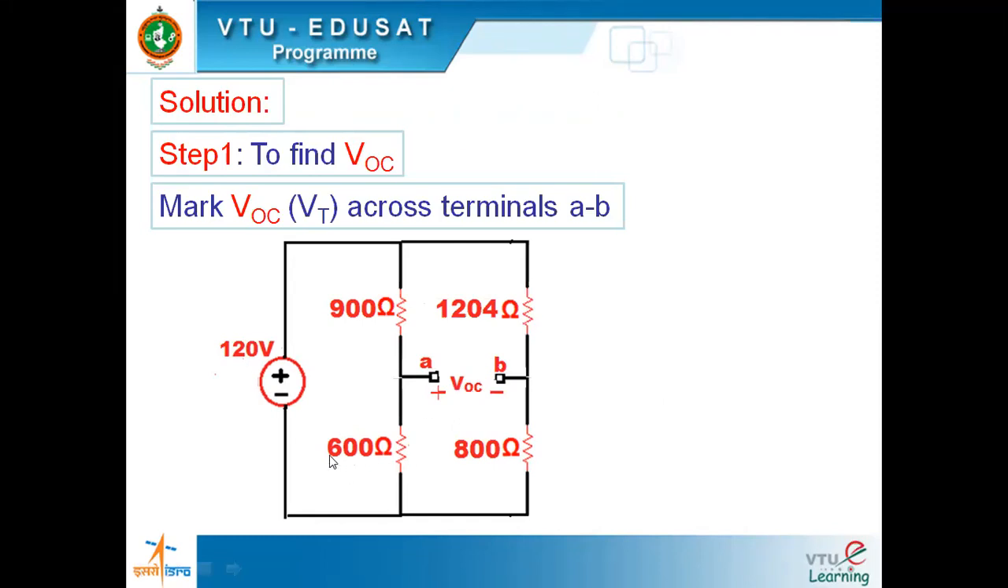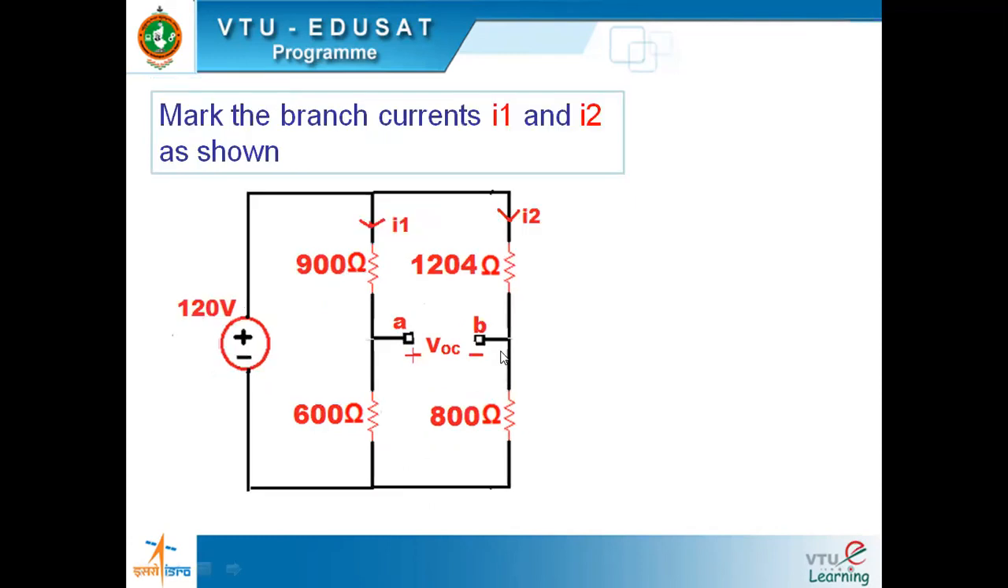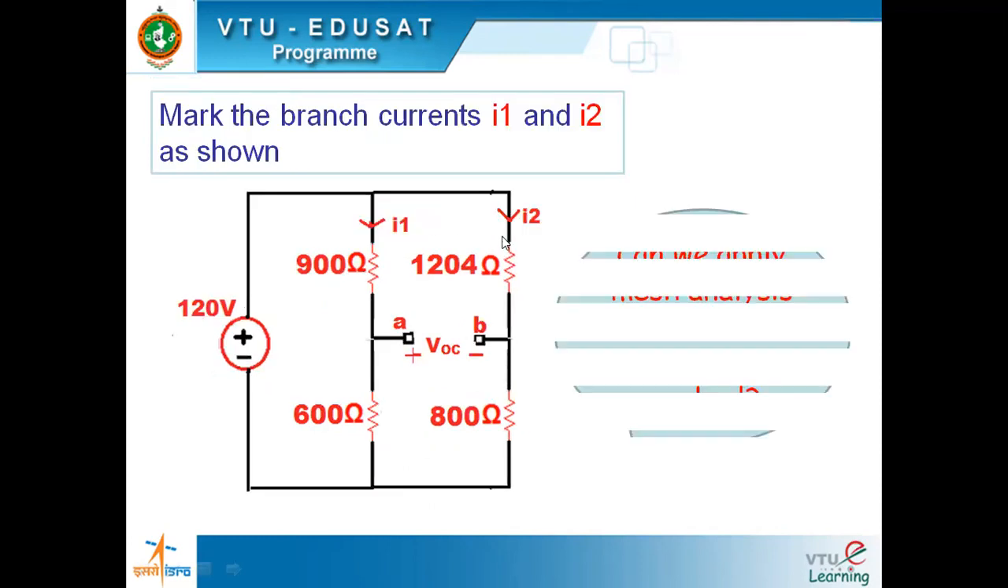It's a two mesh problem. So this is one mesh, and this is another mesh. You can mark two mesh currents. You see the pointer here. This is one mesh, though there are terminals. So this is another mesh. We can deal with mesh currents, or we can deal with branch currents I1 and I2.